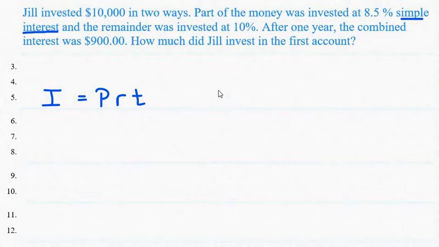So we have two accounts. We have the interest that occurred in the first account, plus the amount of interest in the second account. We add both of those interests up, and what did it sum to? 900. So let's look at the first account.